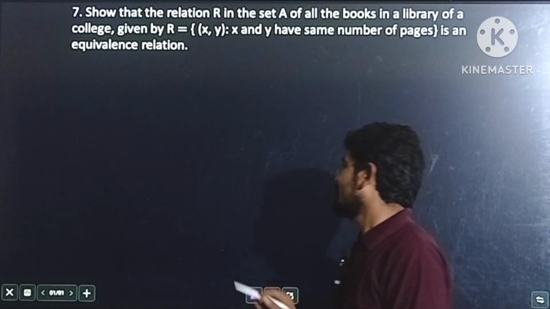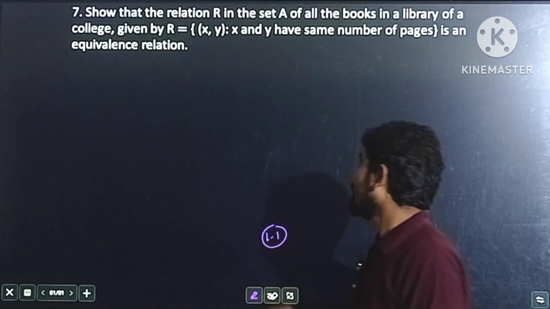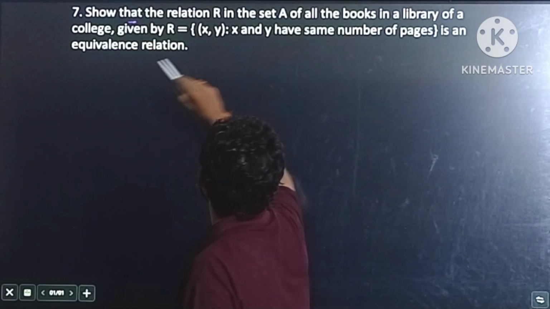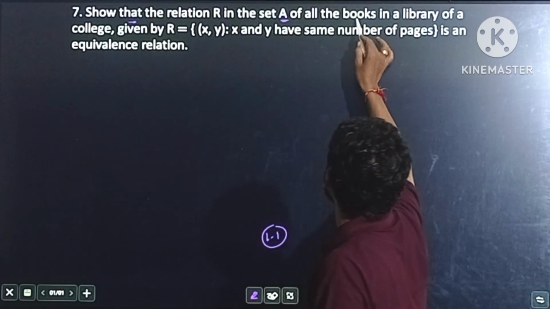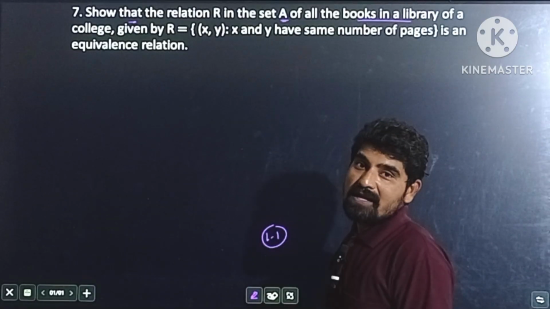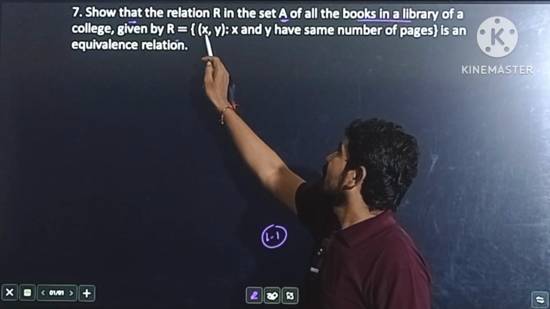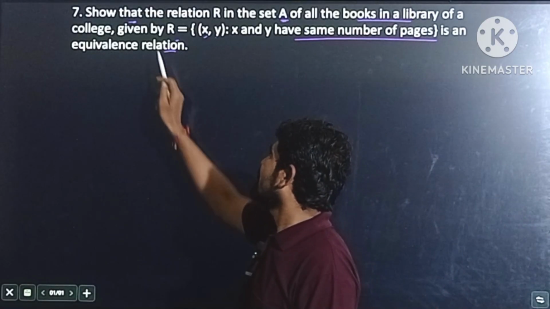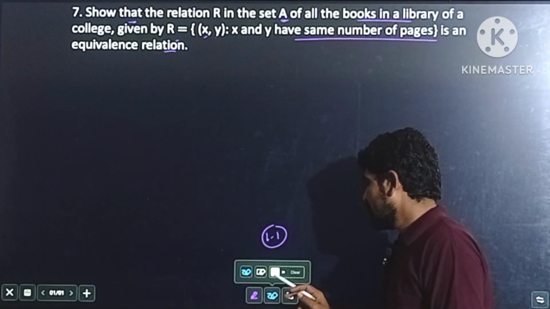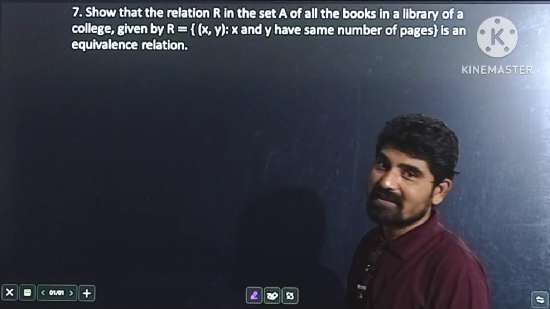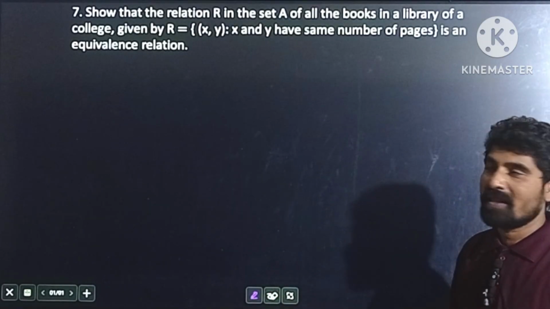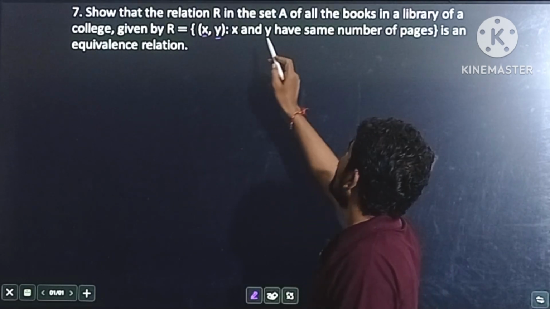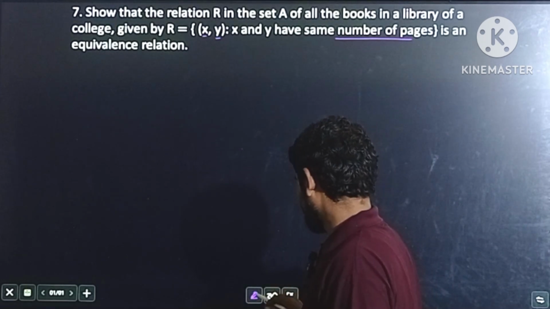Hello students, here is the seventh question of exercise 1.1. In this question, he has given that we need to show that the relation R, which is defined on the set A, is an equivalence relation. A consists of books in a library of a college, and the relation R is given by: X and Y books have the same number of pages. The relation between the first and second books is that both the books have the same number of pages.